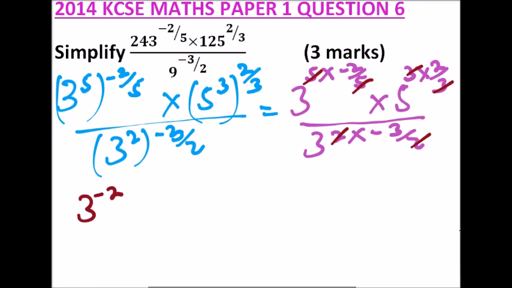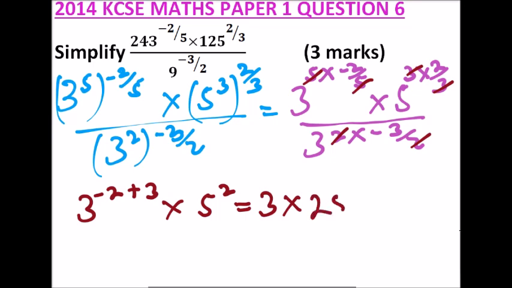So when it comes to the numerator, it will be 3 to the power 3. So we add 3 there. You multiply by 5 multiplied by 2. So this is equal to 3 to the power of minus 2 plus 3, which is 3, multiplied by 5 squared, that is 25, and that should give you 75. So that is how you work that out, and you get yourself 3 marks.